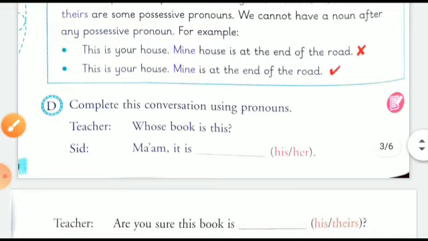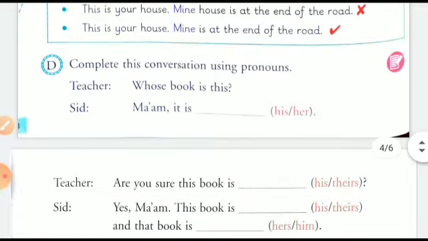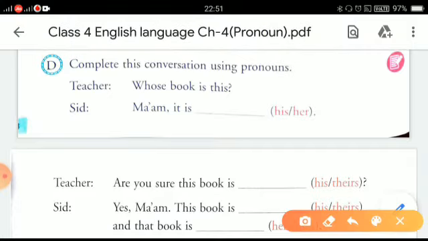Complete the conversation using pronouns. Here's a conversation between a teacher and students. Now see what the conversation is about. Teacher saying, whose book is this? Asking a question to the student. Sid, who is a student, is replying, ma'am, it is his.